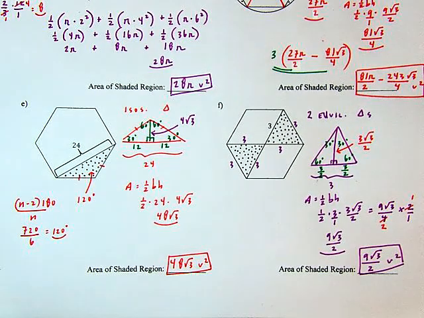All right, so like I said, it kind of gradually got harder with the shaded region. You just want to have a game plan. What's your plan of attack for getting to that shaded region?